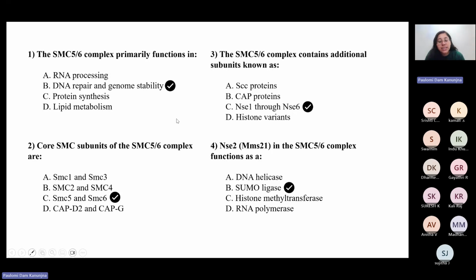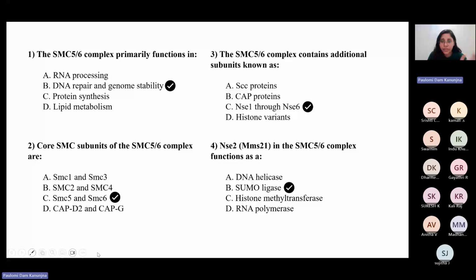And now the NSE2, which is MMS21, in the complex will do the same activity as it was doing for the cohesin. It is basically a SUMO ligase. So it will act as this ligase, which will add the SUMO group onto these SMC components, and which ultimately regulate the DNA repair mechanism, right? The same kind of functionality. If you remember one, it becomes easier.